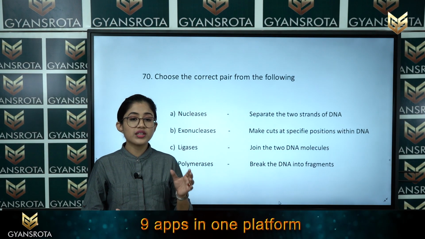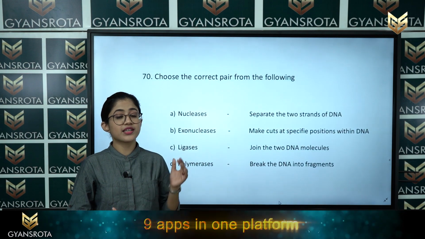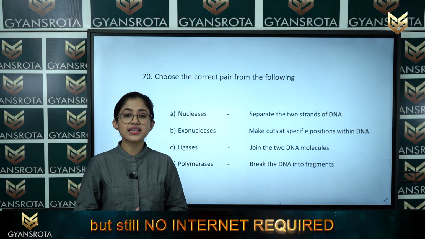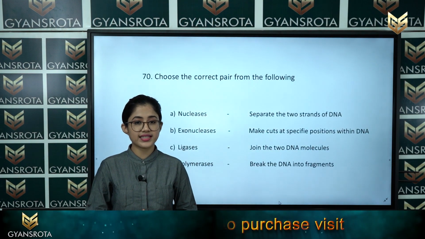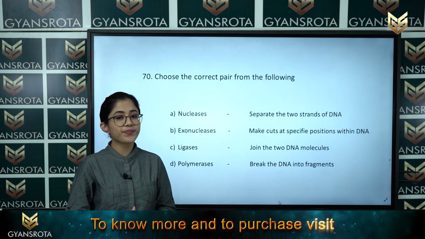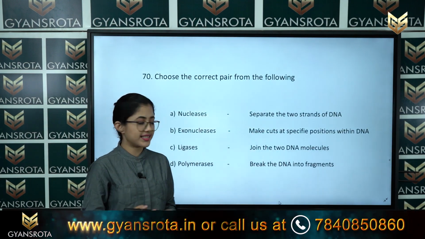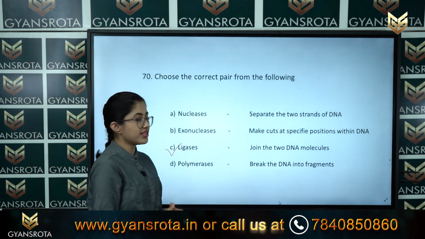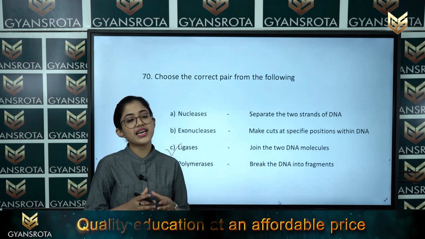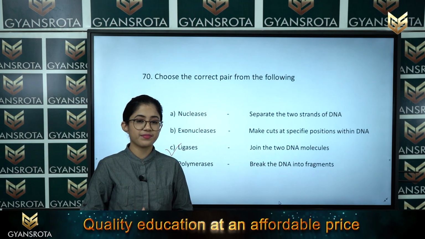Student, all the functions of nucleases, exonucleases, ligase and polymerase we have already discussed in the chapter molecular basis of inheritance, right? So, among these four options, which is the correct pair? That is of the ligase, which is given in option C. So, ligase joins the two DNA molecules. So, this is the correct statement.